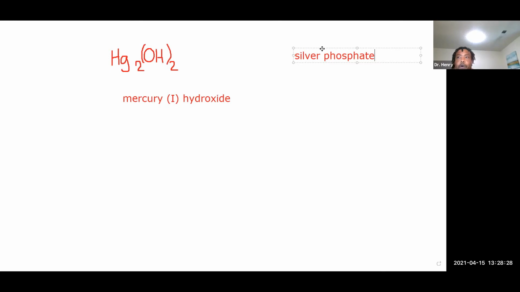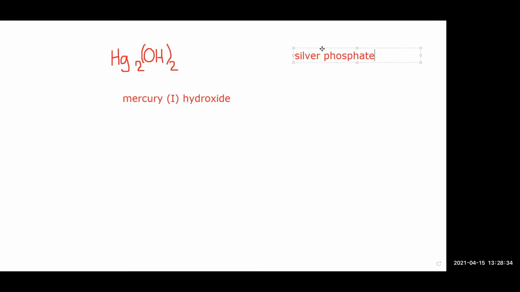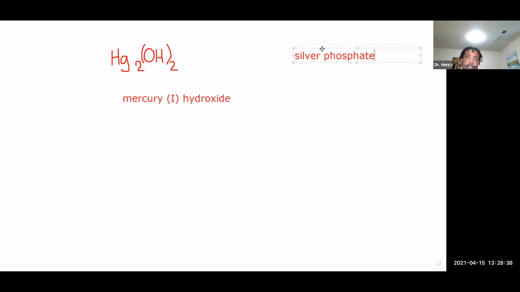Is that why it needs the Roman numeral? No, it needs the Roman numeral because it's a transition metal. All transition metals are going to need the Roman numeral, except for silver and zinc. So when it's just written silver, we know that it's always going to be silver 1. If you just see silver, that equals silver 1.